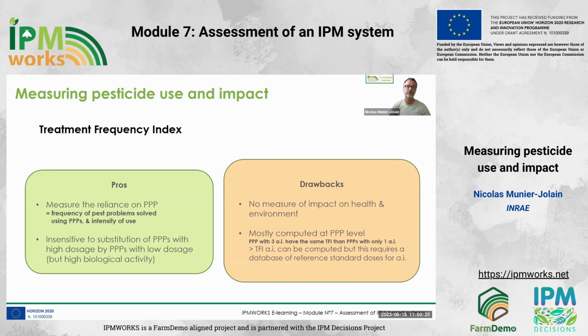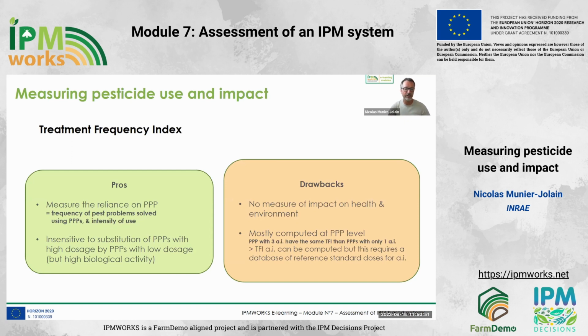This treatment frequency index measures the reliance on pesticides, meaning the frequency of pest problems that are solved using pesticides, and the intensity of use. If you are treating with half dose as compared to the recommended dose, this will produce a halved treatment frequency index.